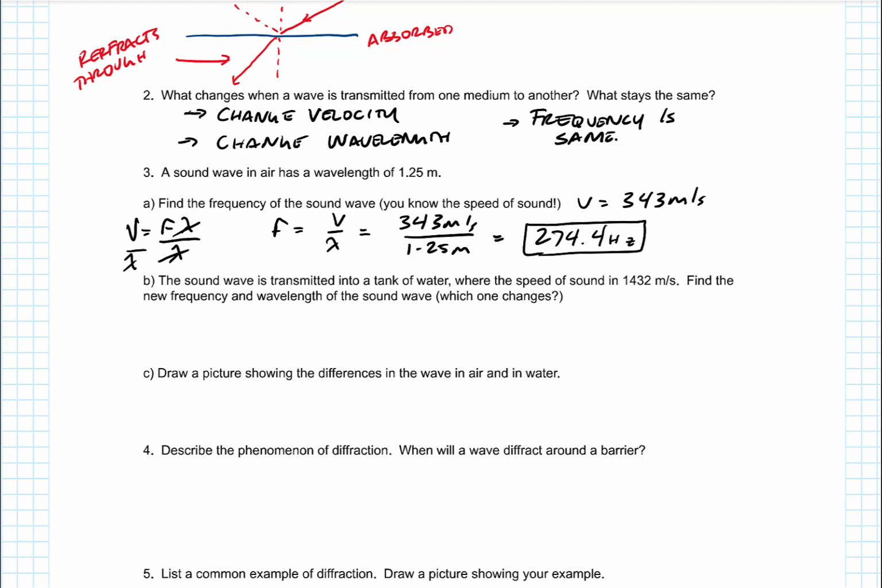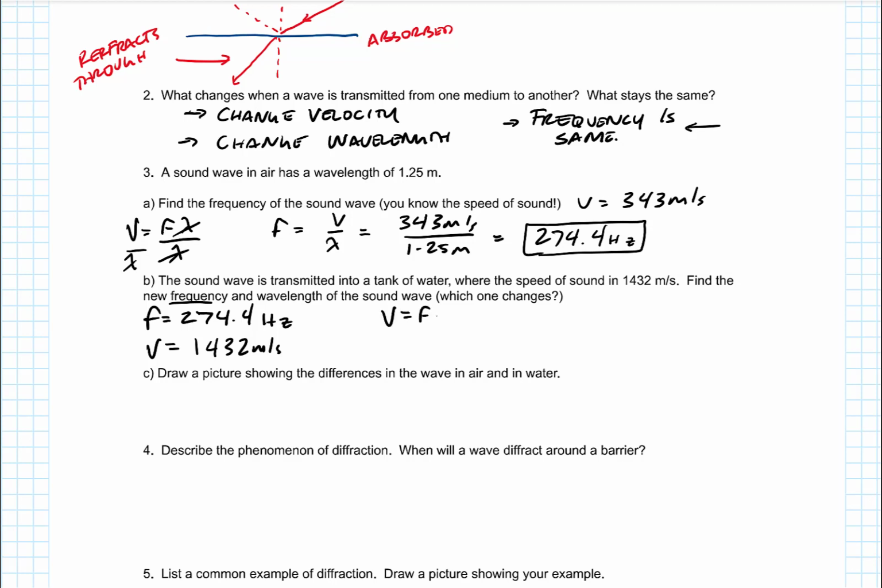Which one changes? Well, we know that the frequency remains the same. That's what we said here. So the new frequency is the same as the old frequency, 274.4 hertz is our new frequency. The velocity changes, so that's 1432 meters per second. So the wavelength is going to change.